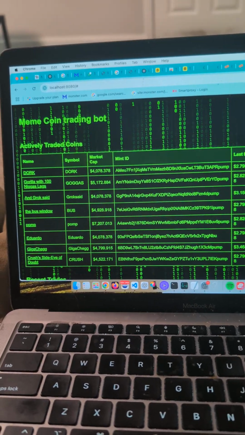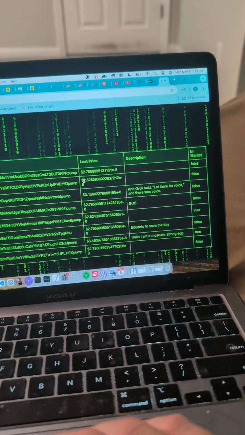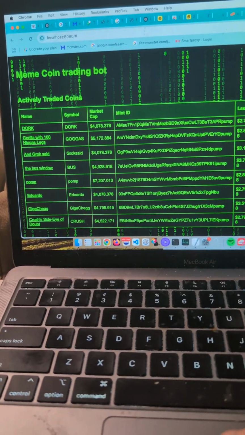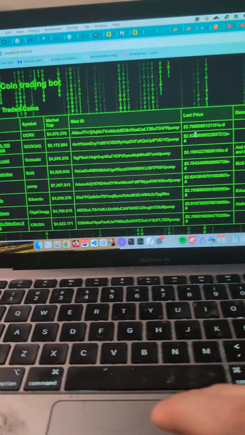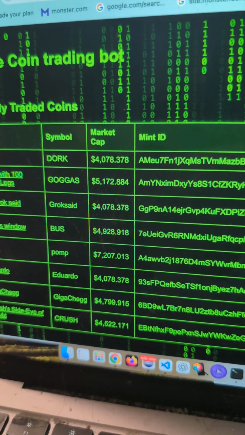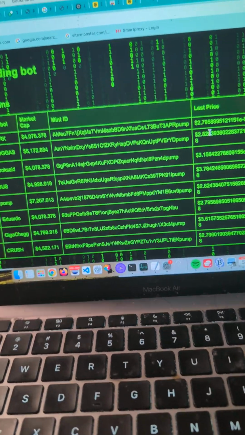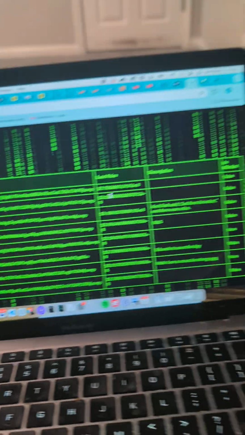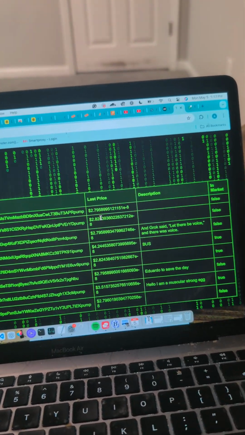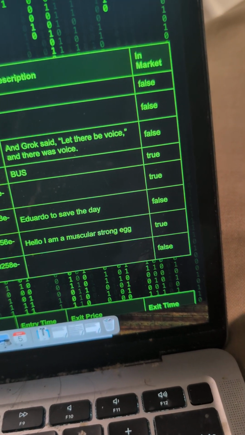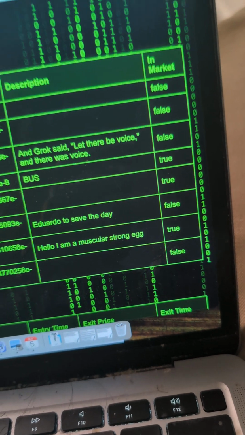As you can see, it shows here the name of the cryptocurrency, the trading ticker symbol, the market cap, which you can see a lot of these are pretty low market cap, like $4,000, $5,000, $6,000, $7,000. The mint ID, which is the contract address, the last price, the description, and whether we're in the market. We're only in the market for 3 of these right now.